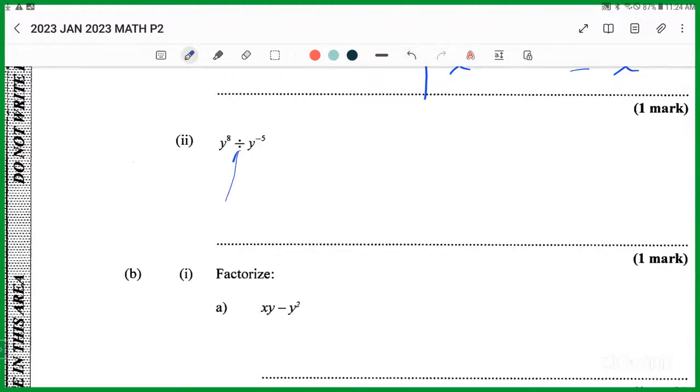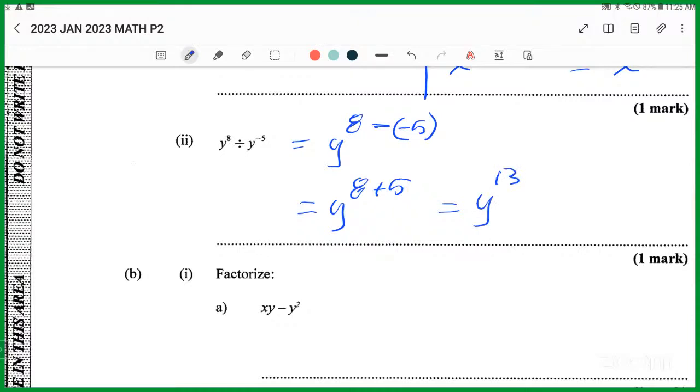This second one here. When you divide indices, you subtract the powers. Note that this power is negative. When you divide indices, once the base is the same, you subtract the powers. So this one will become y to the 8th power minus, this power is a negative 5. So this minus becomes a plus. Then it becomes y to the 8 plus 5, which results in y to the 13th power. That's the answer. Y to the 13th power. Simple as that. The minus becomes a plus.